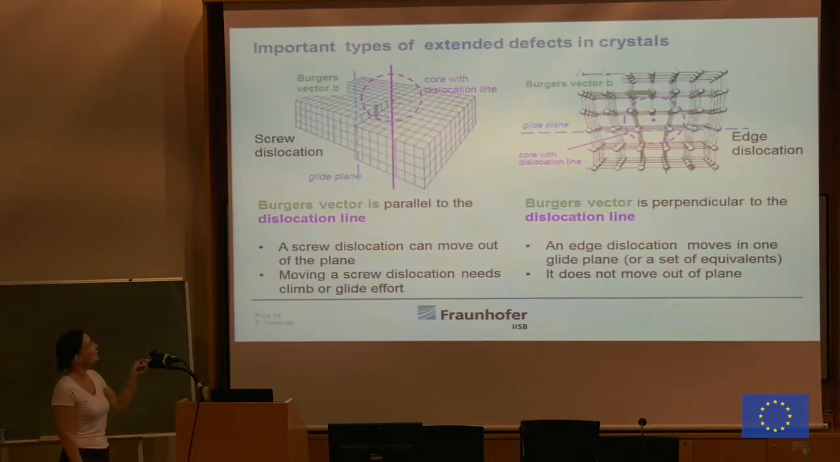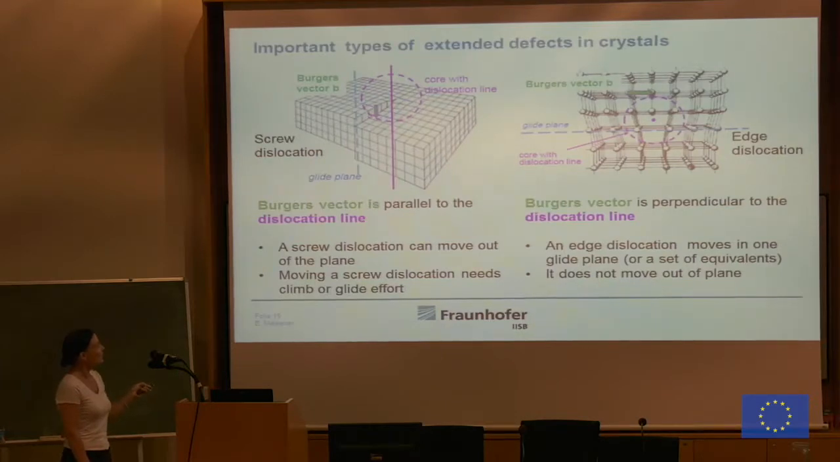So for the screw dislocation, it is said that the Burgers vector is parallel to the dislocation line. So you see a core of dislocation here. The Burgers vector is the green one, and the dislocation line is along that. So as long as it's parallel, you talk about a screw dislocation. And if the Burgers vector is perpendicular to the dislocation line in a lattice, you talk about an edge-type dislocation.